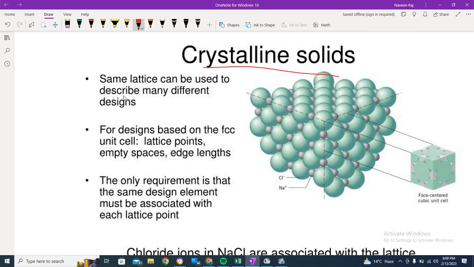Now, the first point says the same lattice can be used to describe many different designs. This is very important. You will hear this in crystalline solids again and again. I'm highlighting the words same lattice. Same lattice is very, very important. Probably we'll have a video on what a lattice is. For now, you can understand that the arrangement of atoms throughout the crystal is termed as lattice. We can say that is the crystal lattice.